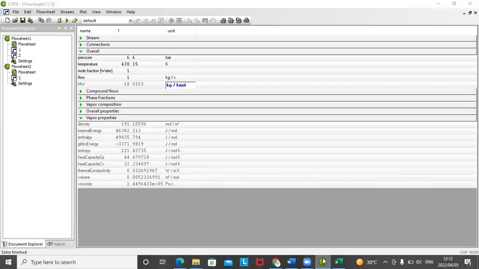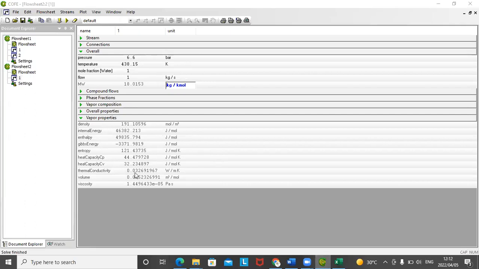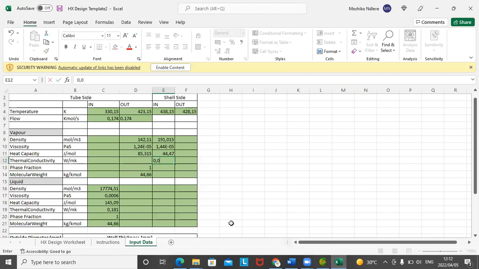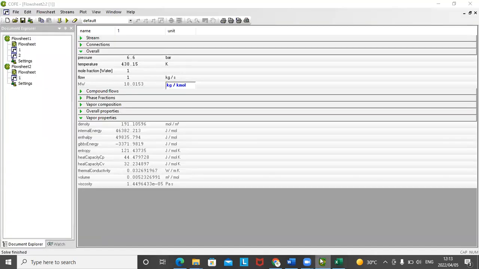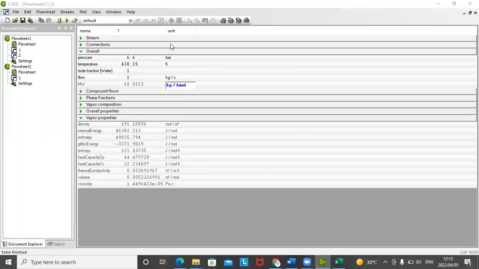Next is heat capacity, and our heat capacity is 44.47. Next, our thermal conductivity is 0.032. Phase fraction here we've got 1, and then our molecular weight is 18.01. It is water after all. So that's fully defined in the input.